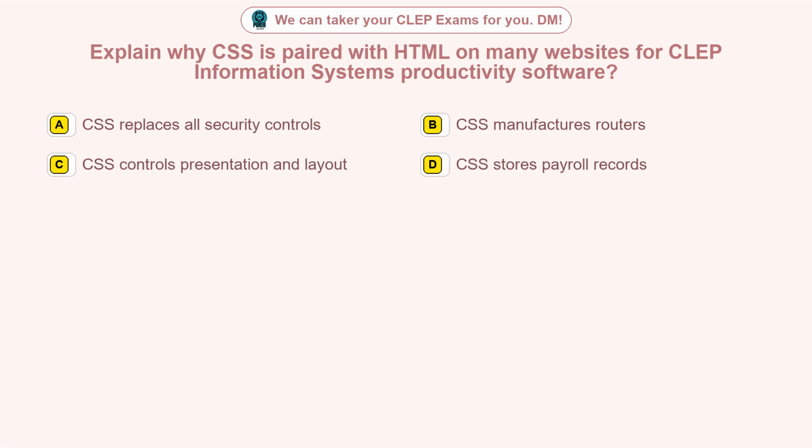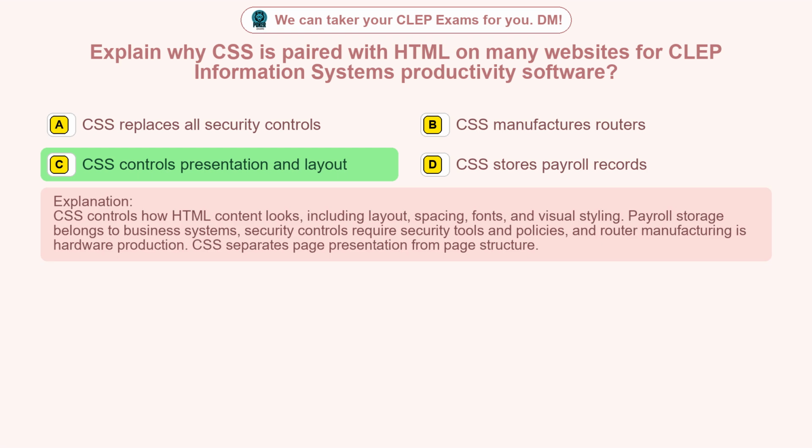Question 35. Explain why CSS is paired with HTML on many websites for CLEP Information Systems productivity software. Option A. CSS replaces all security controls. Option B. CSS manufactures routers. Option C. CSS controls presentation and layout. Option D. CSS stores payroll records. The correct answer is option C. CSS controls presentation and layout. CSS controls how HTML content looks, including layout, spacing, fonts, and visual styling. Payroll storage belongs to business systems, security controls require security tools and policies, and router manufacturing is hardware production. CSS separates page presentation from page structure.